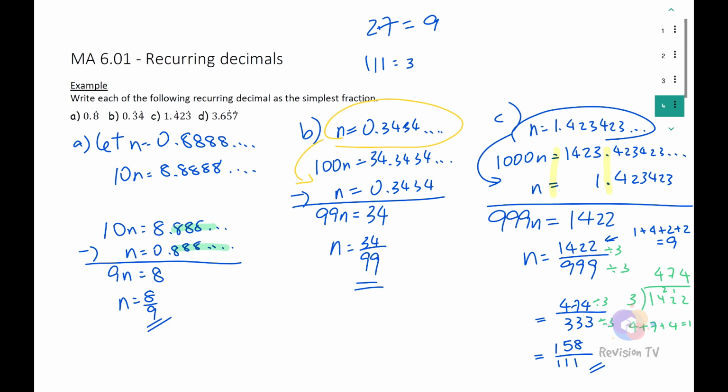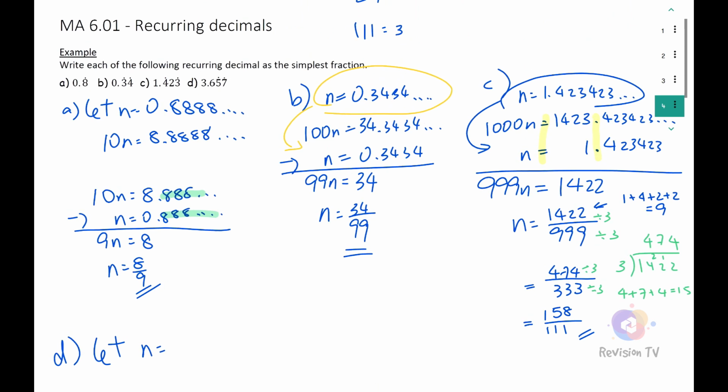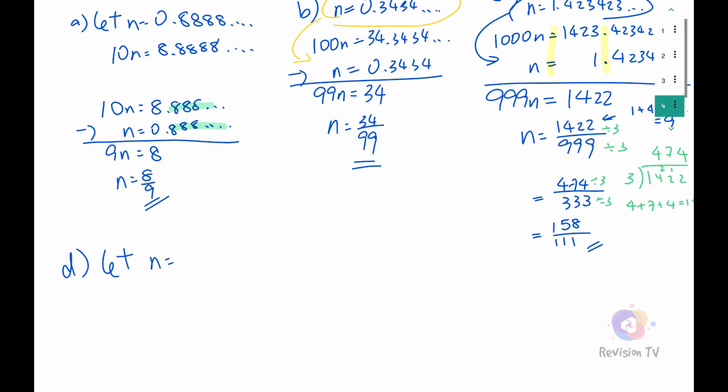So for question D, assume I haven't got the answer from a previous example. I'll just do one question from the very beginning. Okay, so I'm going to let n, question D, I'm going to let n be, I can't remember the question already. I've got goldfish memory. I'm sorry. 3.657 recurring. So what I'll do is, first thing, I'm going to write them out a few times just to make it easier for me to read.